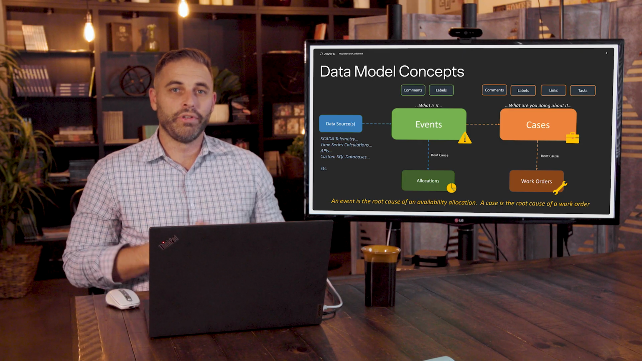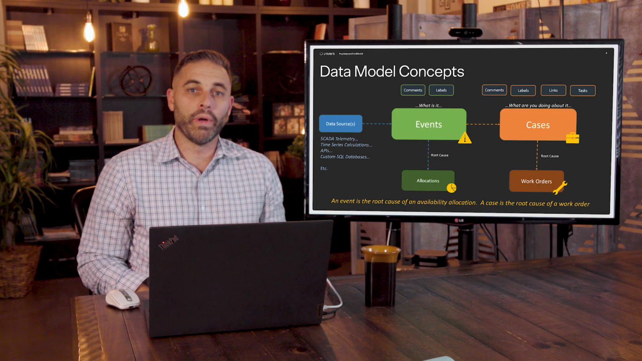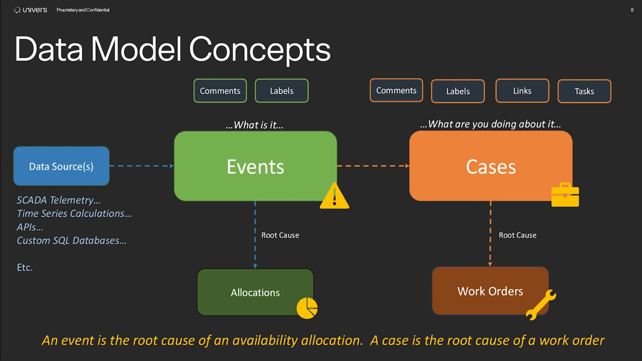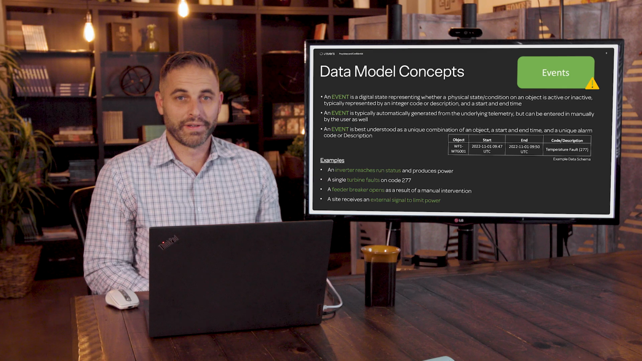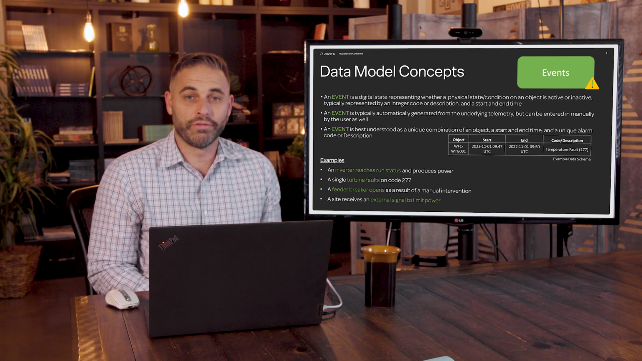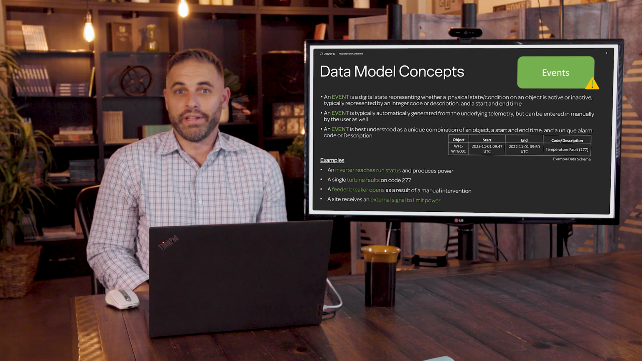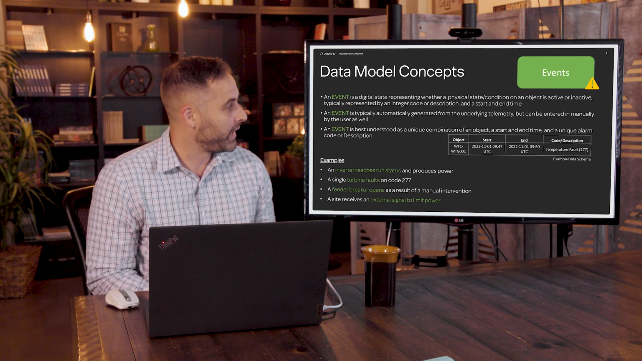So now let's review the data model concepts that go into Event Operations. There are four main things that we'll be talking about today: events, allocations, cases, and work orders. The first and primary data model focus of Event Operations is the event. So what is an event in Basefield?